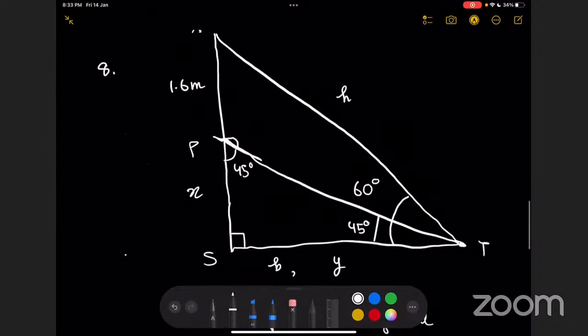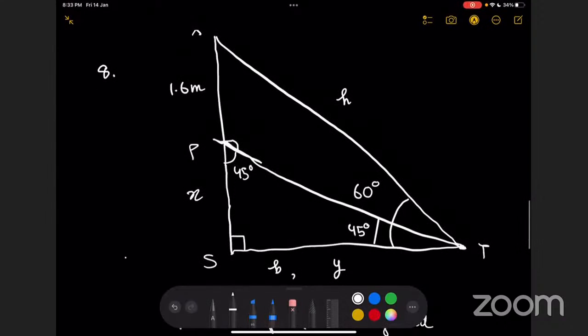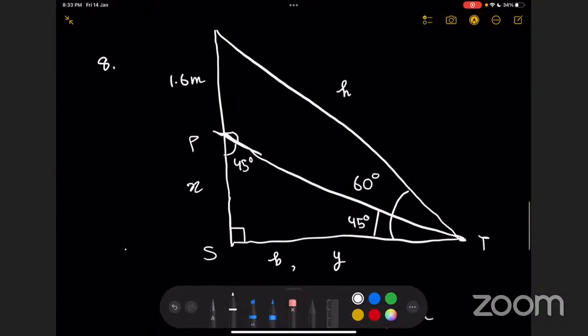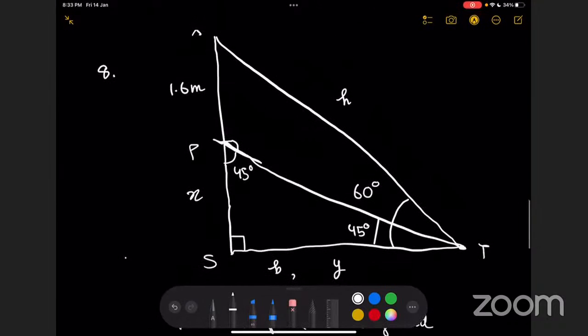We know that now. And then if we turn to triangle XST, and if we try to find the base here, or do we have to find the perpendicular now? Read the question. Find the height of the pedestal. You have to find the value of x. So you take the bigger triangle. So you will get 1.6 plus x upon y is equal to tan 60.